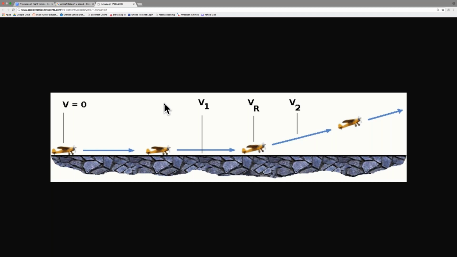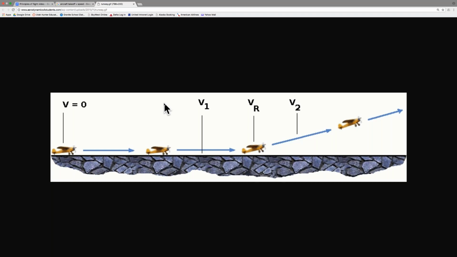Once they hit V1, they call out V1, and the pilot that is doing the stick and rudder has to decide at that point, am I going to take off or am I going to abort the takeoff? This is the speed at which they can safely stop by the end of the runway, okay? So at V1, if they need to abort, they will pull back all the power and slam on the brakes basically and get the airplane to stop before they even get off the ground.